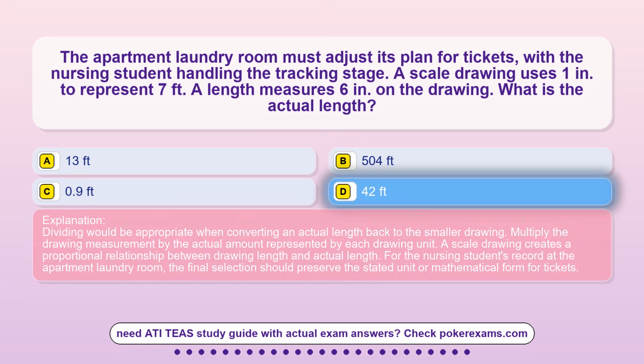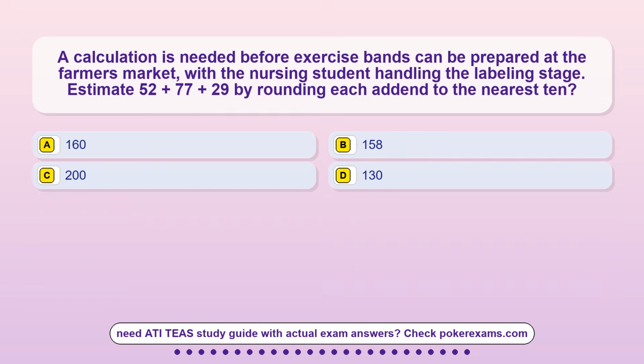Dividing would be appropriate when converting an actual length back to the smaller drawing. Multiply the drawing measurement by the actual amount represented by each drawing unit. A scale drawing creates a proportional relationship between drawing length and actual length. For the nursing student's record at the apartment laundry room, the final selection should preserve the stated unit or mathematical form for tickets. Question 25.